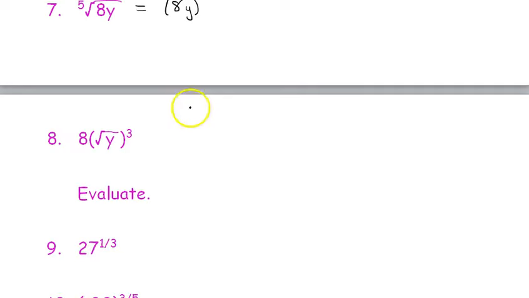Okay, and then example 8, this one's slightly different. The 8 is not underneath the square root, it's out front, so it just stays out front, and you only worry about the y. So you do y to the power, and this time the power on top is a 3, and that only applies to the y again, and this is a square root, and again we don't really write the 2 here, you have to know that it's a 2. So this would be y to the 3/2 power.